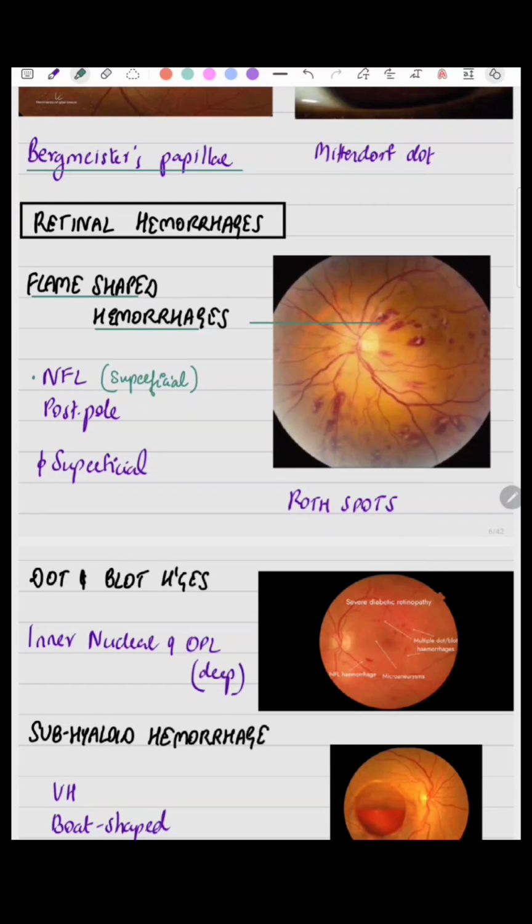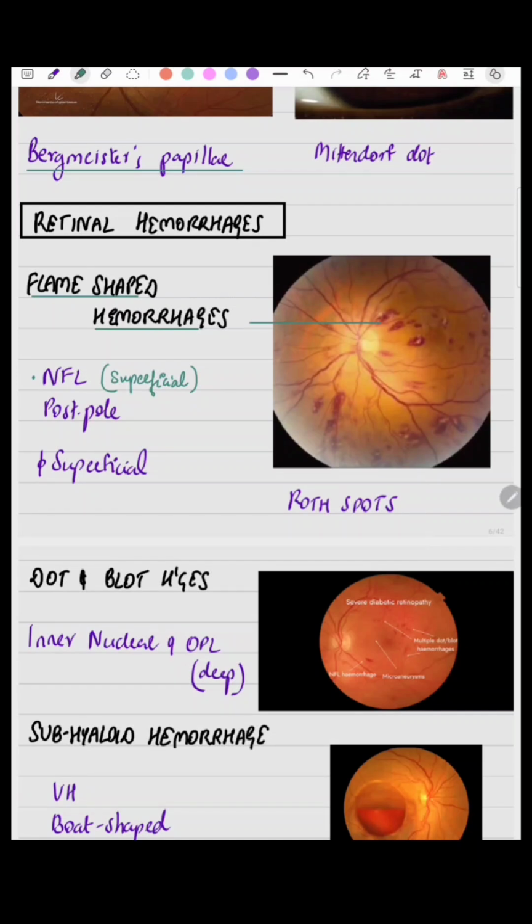It resolves within a short period of time, around 6 weeks, because they are superficial. It is associated with retinal vascular pathologies which affect the superficial and peripapillary beds. Okay, then Roth spot.